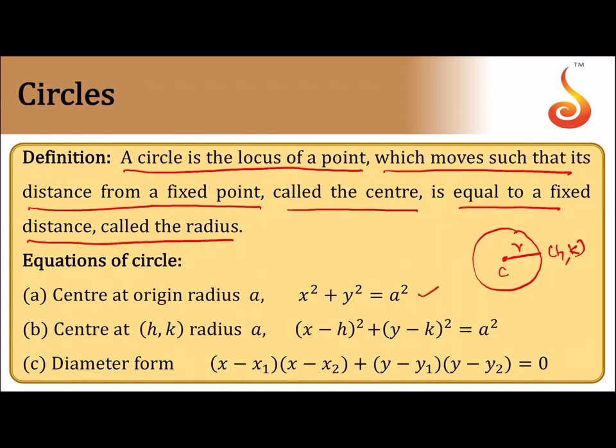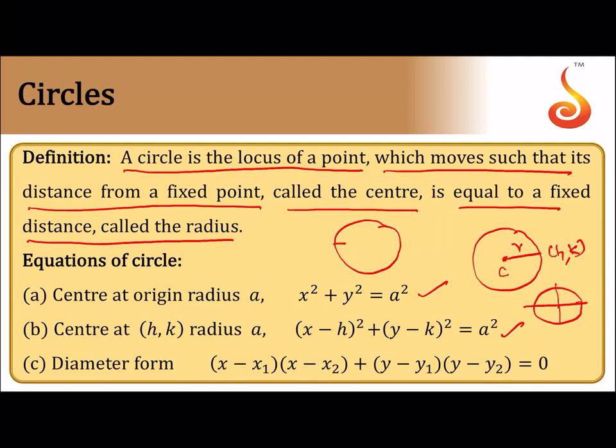With the center at the origin and radius a, the equation is x square plus y square equal to a square. Center at h comma k and radius a gives x minus h whole square plus y minus k whole square is equal to a square.